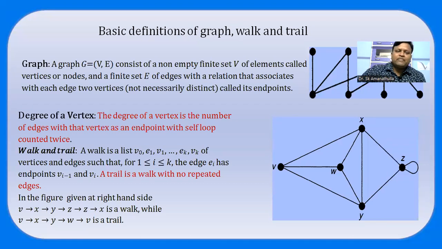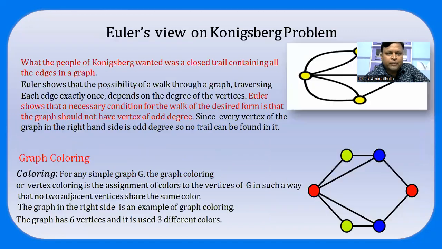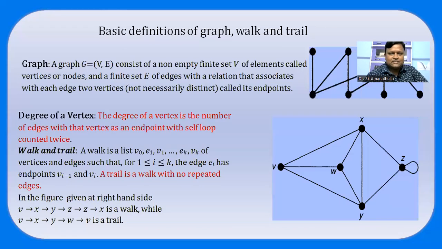What is the formal definition of a graph? A graph is nothing but the ordered pair of vertices and edges, V and E. Here, the heavy dots represent the vertices of the graph, and the line segments between these vertices are called the edges of the graph. What is the degree of a vertex? The degree of a vertex means the number of edges joined to that vertex, with a self loop counted twice.